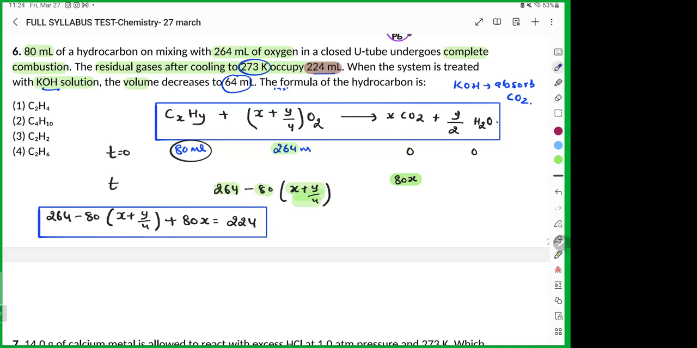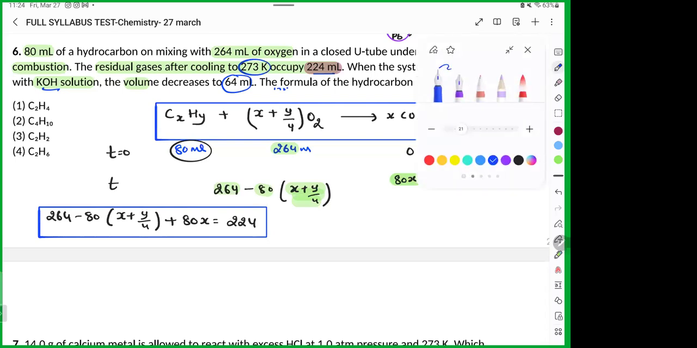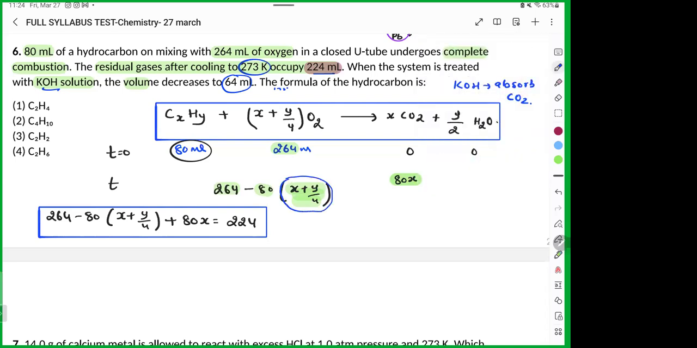Remember, here the number of moles is x plus y by 4, that's why we are multiplying with this. Here the number of moles was x, that's why we are multiplying with this. As product forms, reactant will reduce. Addition of all the gases is 224. You can calculate x and y values. Correct? Why? Because 80x will be eliminated. Calculate the y value.